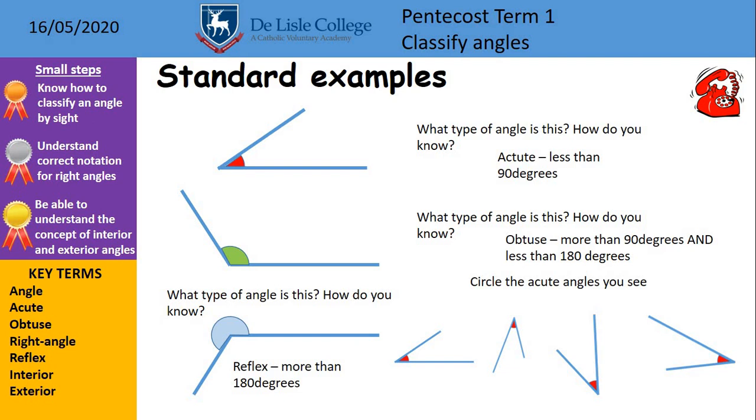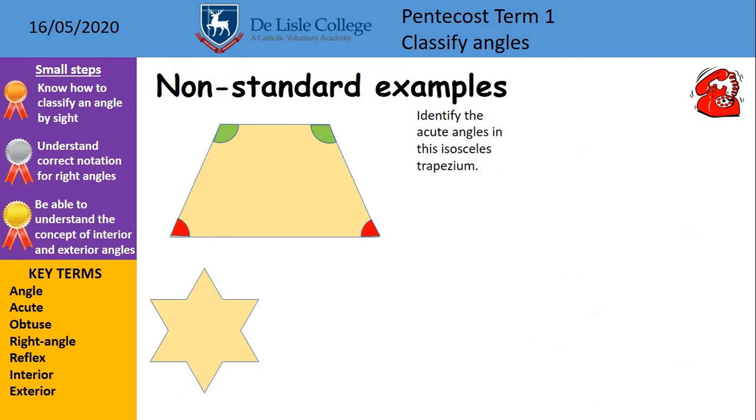And for the last bit, circle the acute angles that you can see. As it's highlighted by all those red bits, all of those are acute angles. So all of those 4 are in fact acute angles. They are less than 90 degrees.